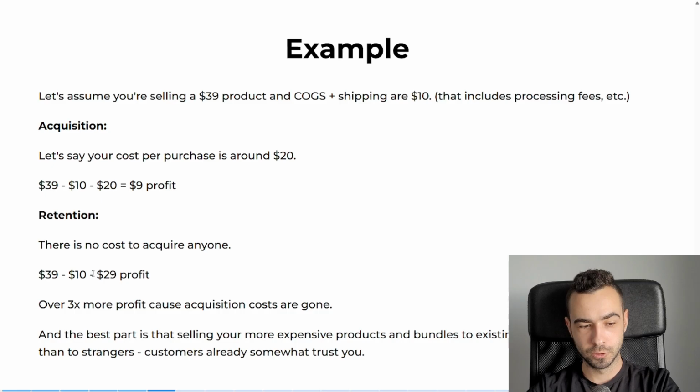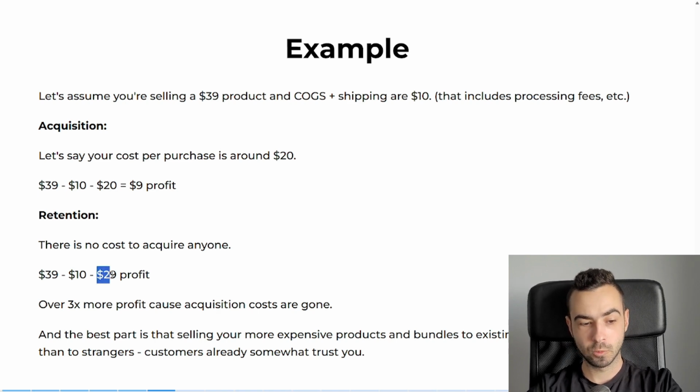And in this example, you would make $29 in profit, which is over 3 times more than when you're acquiring a customer, because the customer acquisition costs are long gone. And I'm not saying that, obviously, you'll be able to build your business only on retaining customers. You need to keep acquiring them every single day.